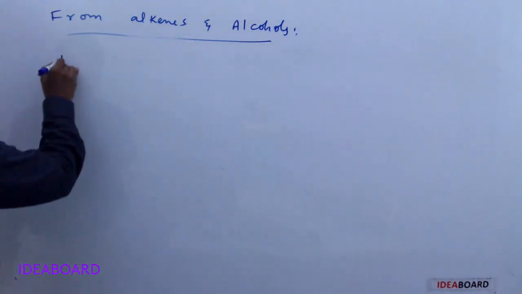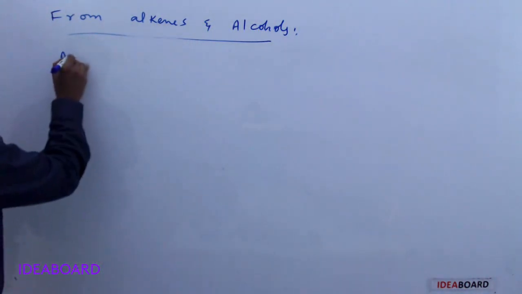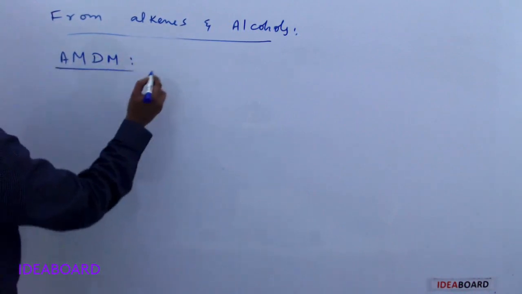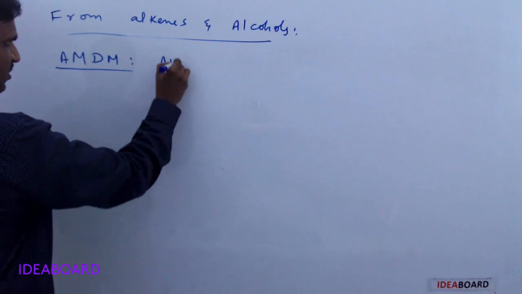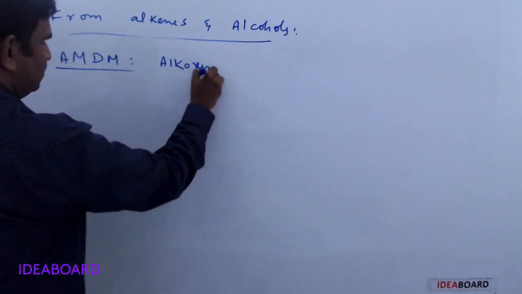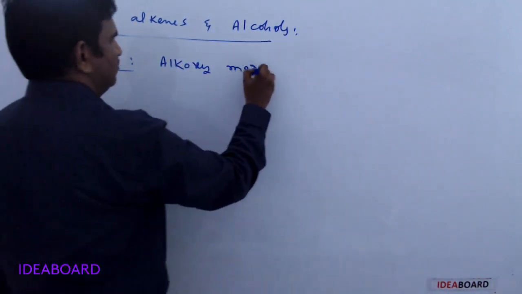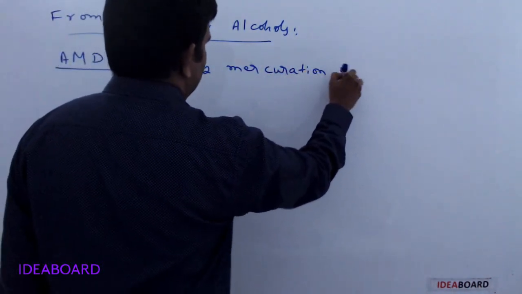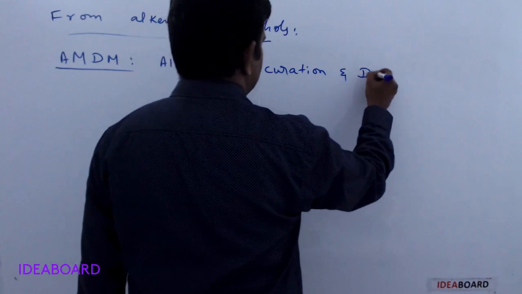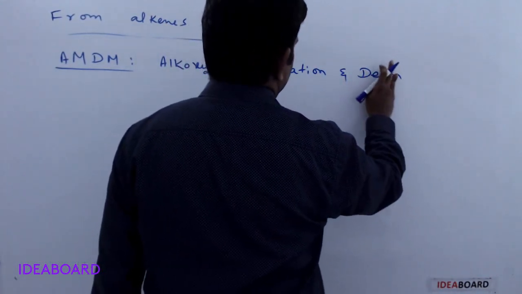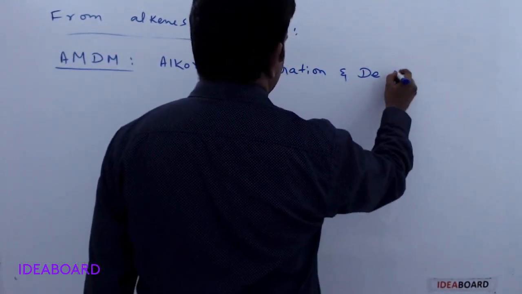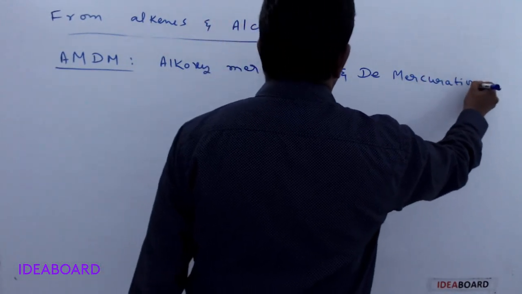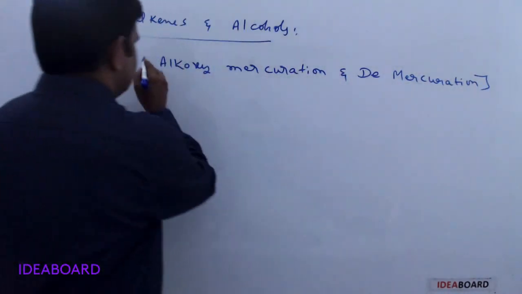The next one is the same, from alkene and alcohol. It is AMDM. What is AMDM? AMDM means alkoxymercuration and demercuration, the alkoxymercuration and demercuration process. We already saw OMDM.